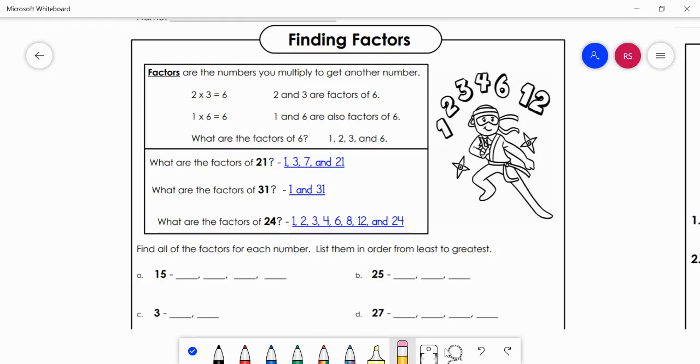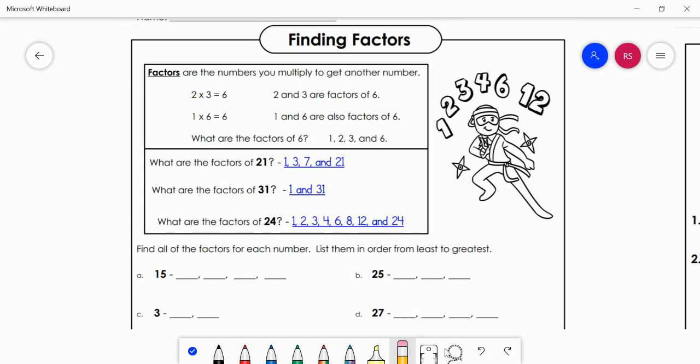Today we're going to do some practice with factors and multiples. If you have not watched the previous video on what is a factor and what is a multiple, I highly suggest that you go back and take a look at that video just to refresh what's a factor and what's a multiple. But in this video, we're just going to do a quick practice.